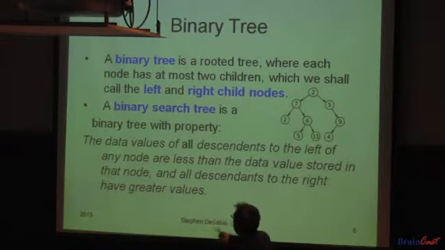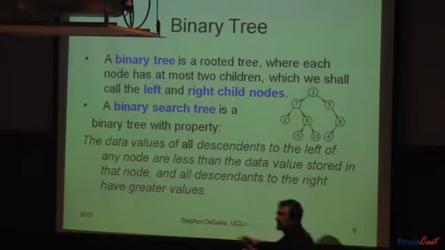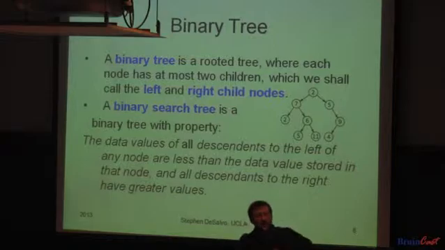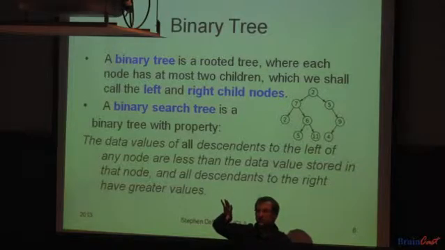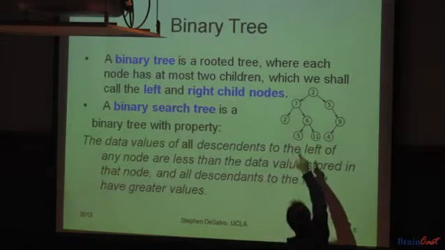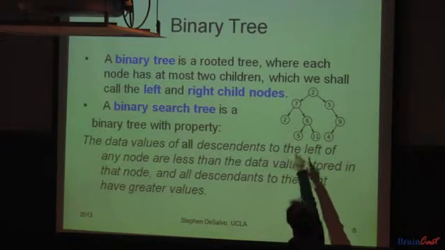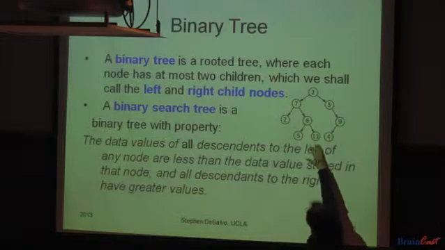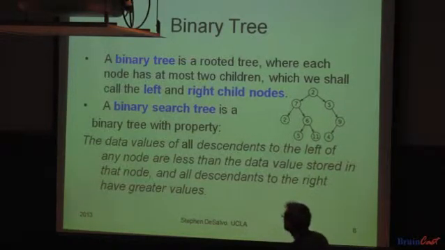The data values of all descendants to the left. By descendants, what it means is all children on the left and the children of that node, any left or right children of that node. But any children on the left, so the descendants to the left are the 7, the 2, the 6, the 5, and the 11. Everything to the left of the 2. Those are its left descendants.